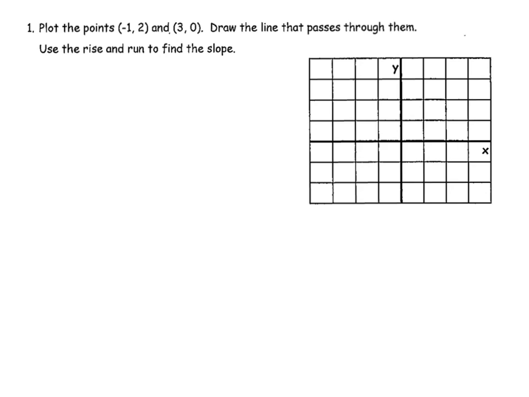-1, comma 2. Plot that dot. And then plot 3, comma 0. So everybody's -1, comma 2 look right? Okay, now connect the dots.